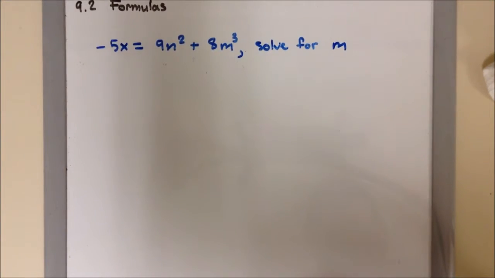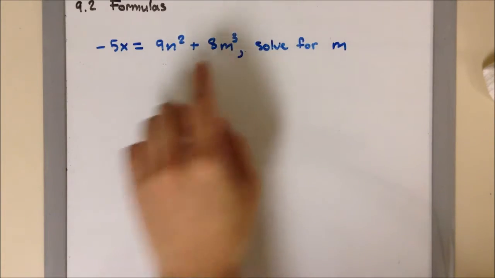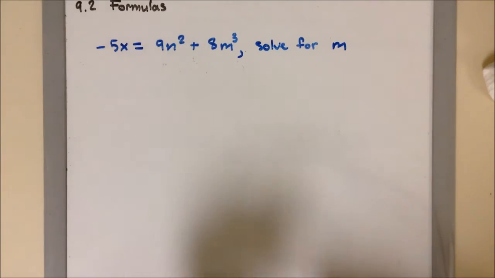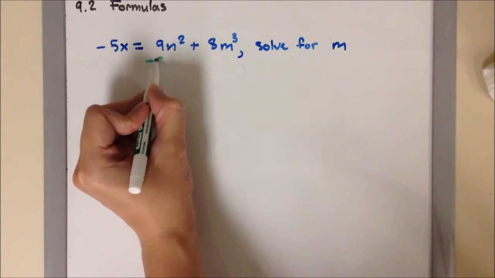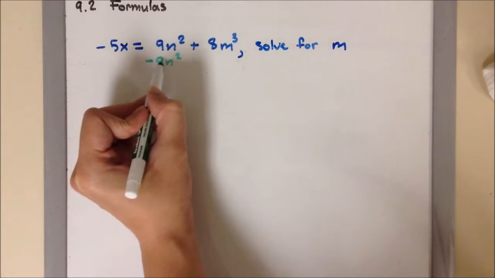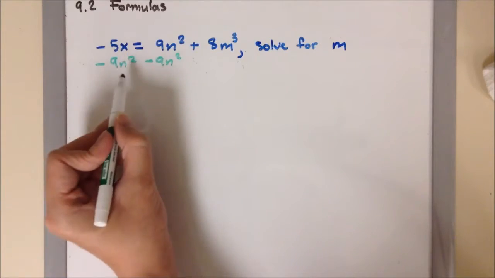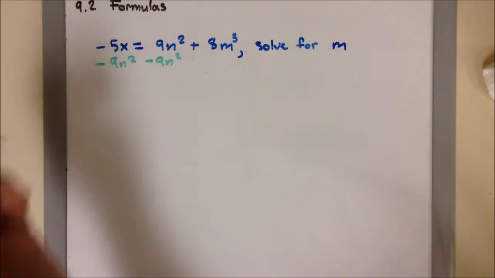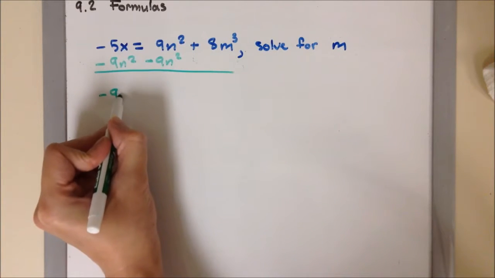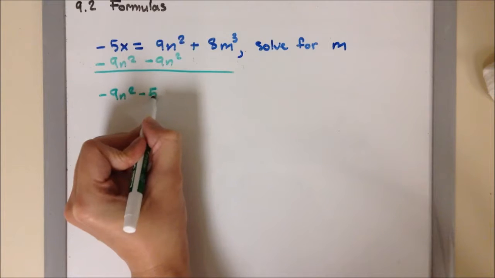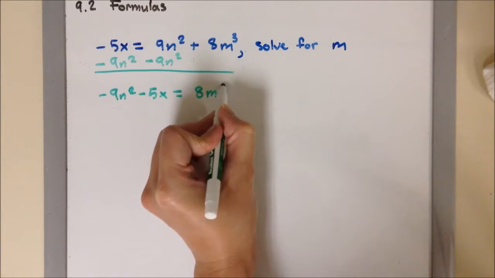Alright, in this part, we're going to use the same equation, but now it's asking you to solve for m. You want to get m by itself. So, first step is I want to cancel out the 9n squared. So I'm subtracting on the right and on the left. And I'm going to put it in terms of exponents, so the highest goes first. So negative 9n squared minus 5x equals 8m to the third.